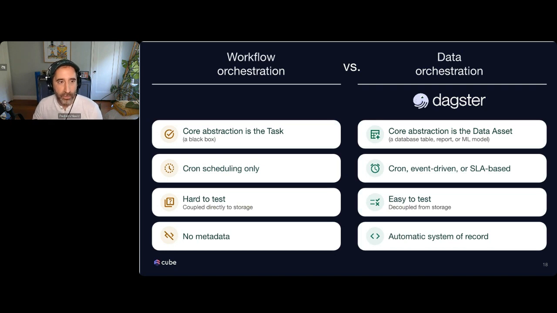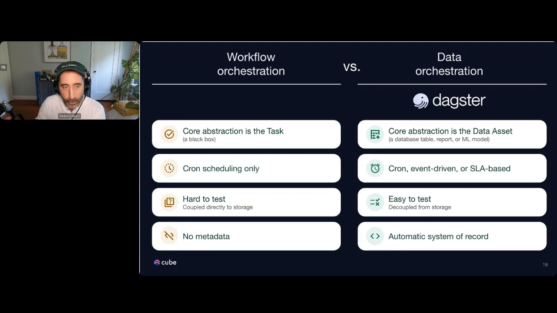And so when we start thinking about this table that we need, or that report that we need, or this model that we need, we can start to do a lot of really interesting things. We can start to do upstream and downstream dependencies for that specific model, rather than trying to figure out what task it takes to create that thing. And because of that, we can move outside of just cron. And now we get event-driven and SLA-based scheduling.